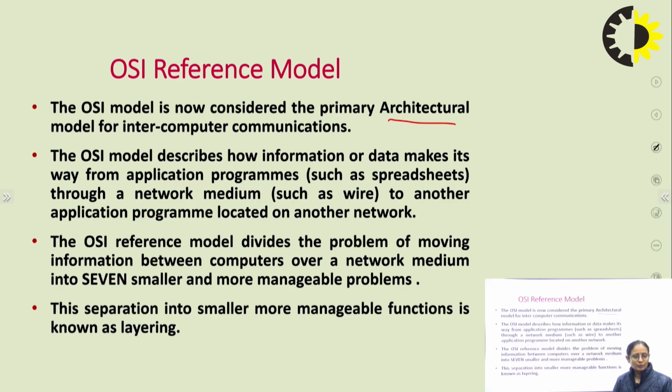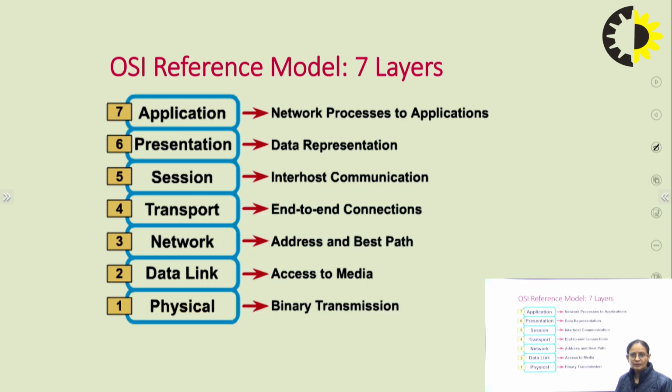The OSI reference model divides the problem of moving information between systems or hosts over a network medium into 7 layers, smaller and more manageable problems. Each layer is managing some kind of activity or resolving some problem in the case of OSI. This separation into smaller, more manageable functions is known as layering. So basically, the OSI reference model is a layered communication architecture. These are the layers.